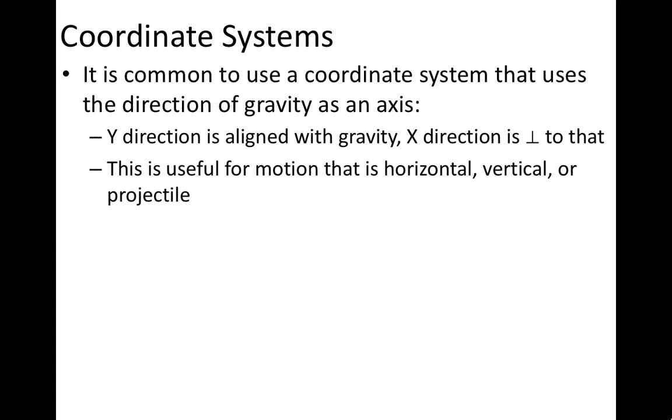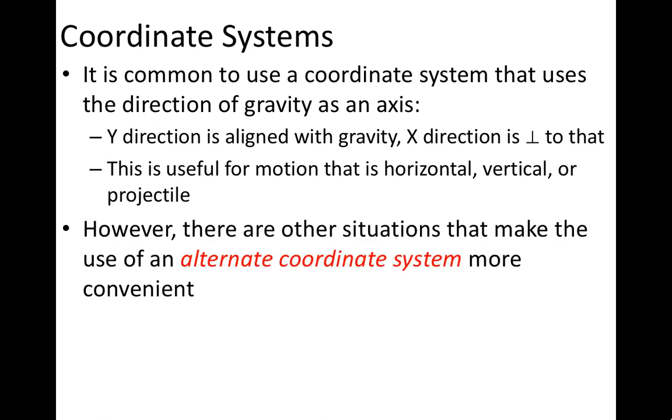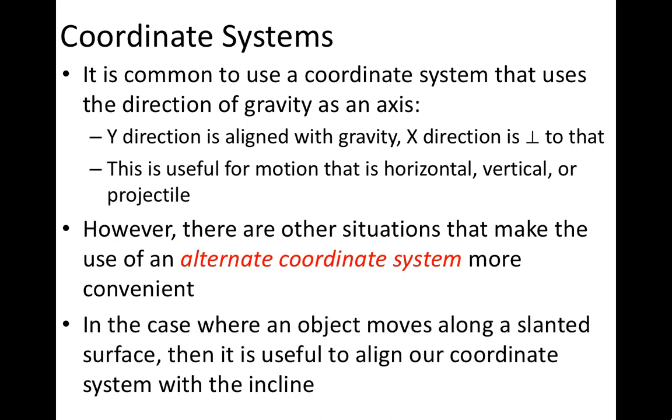And that's really good for problems where we have an object moving horizontally, moving vertically, or if we have a projectile. But in other situations, this coordinate system is not all that useful. It makes the math very, very difficult. So we try to pick a coordinate system that is the most convenient. And when we have an object that's on a slanted surface or an inclined plane, then it's useful to align our coordinate system up with the incline.